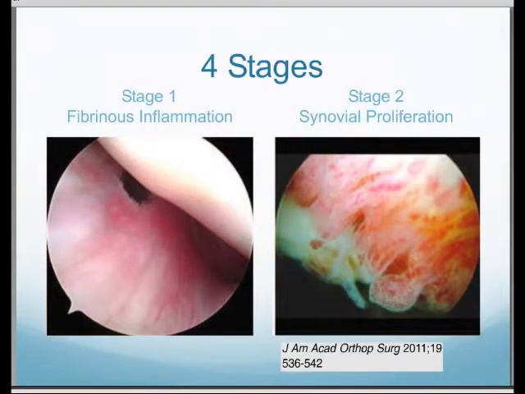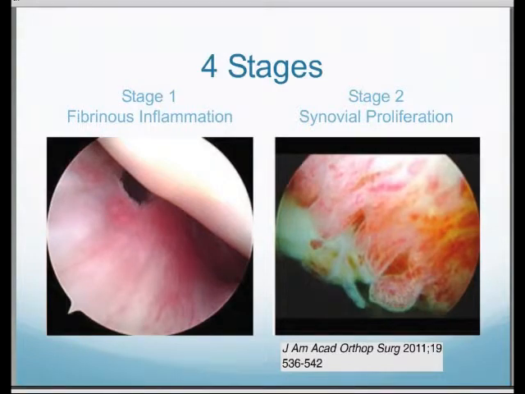Then as they go into stage 2, there's a synovial proliferation and early adhesions start to form. Some people have thought that this is not an inflammatory process, but certainly these histological studies that I read in the JOS show that there are inflammatory cells in synovial biopsies and in the capsule biopsies. So it does have an inflammatory process.